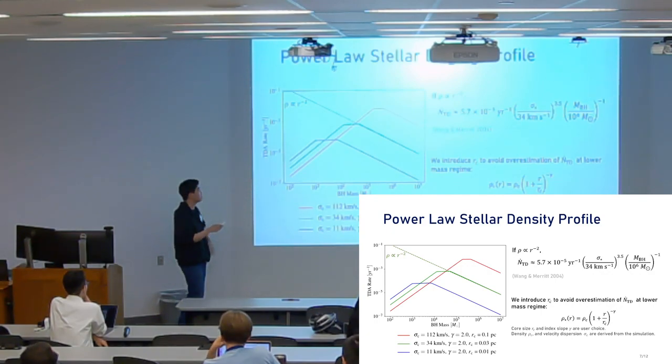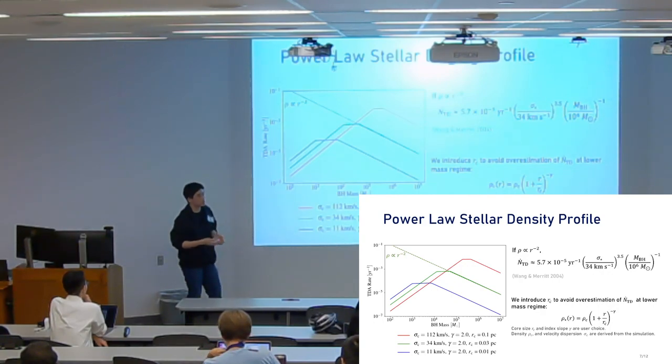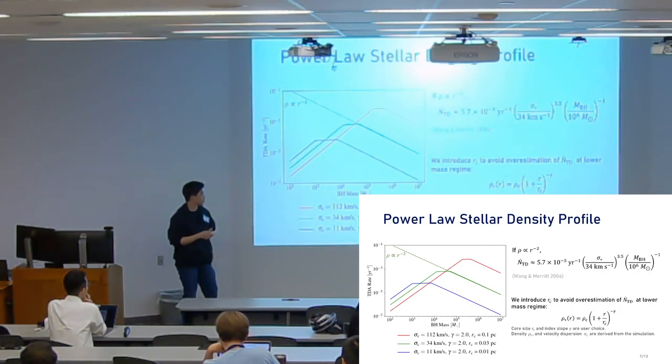If we assume a single power law with slope index -2, then the tidal disruption rate can be given like this. And as you can see in this equation, the rate increases with increasing velocity dispersion of the stellar system, and it decreases with the mass of the massive black hole.